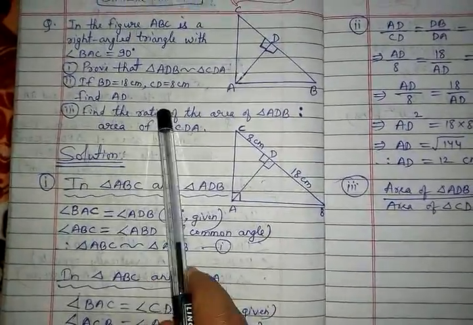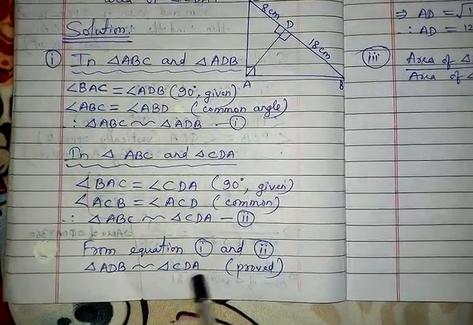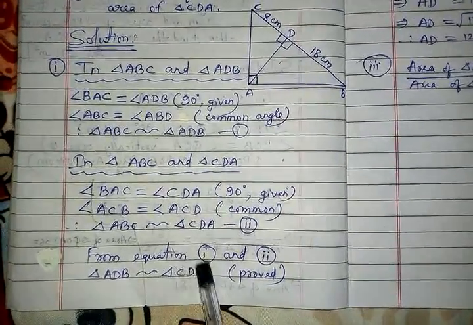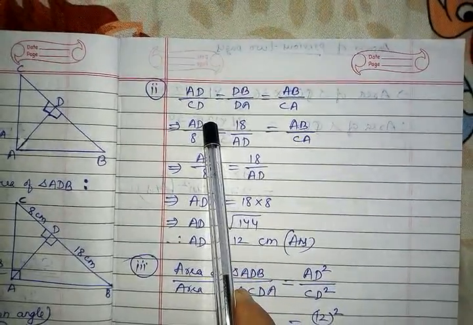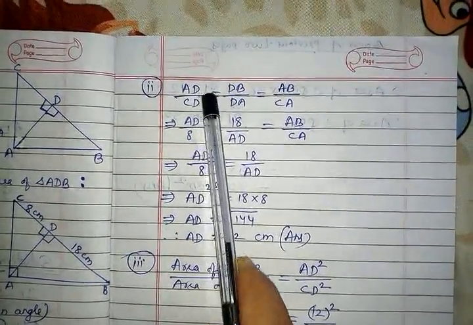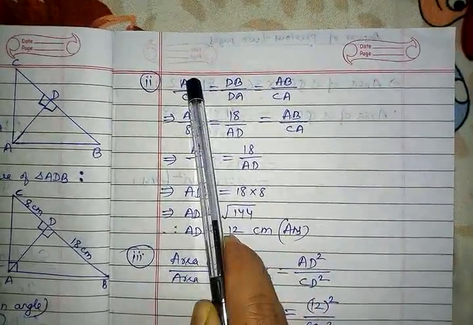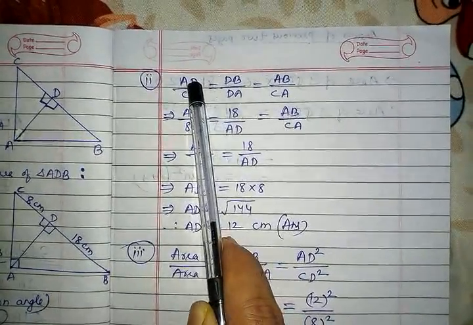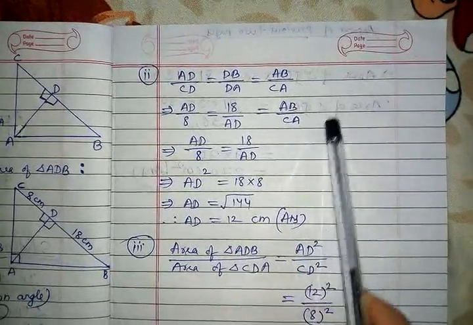Now you have to find AD, and the given part you know. So now when they are similar, we can use the proportional theorem: AD by CD, DB by DA, and AB by CA. That formula we have used here. And as AD is not known to us, AD we have to find. AD is AD, CD is 8, DB is 18, and DA and AD are same. Here writing AD and writing DA are same. So as it is AD, here also I change the name to AD, not DA. And this, nothing is given, same thing.